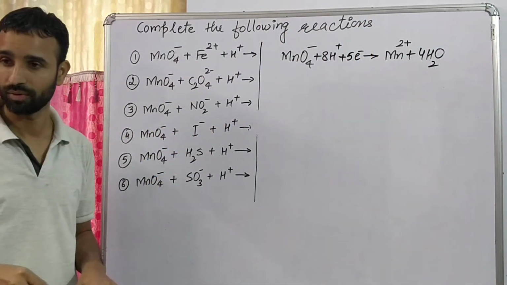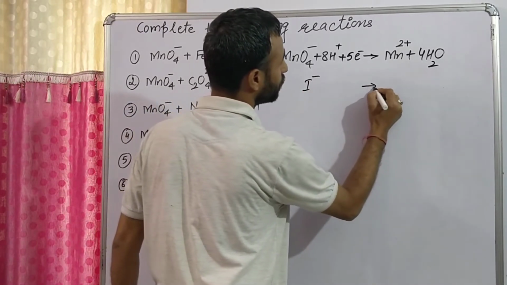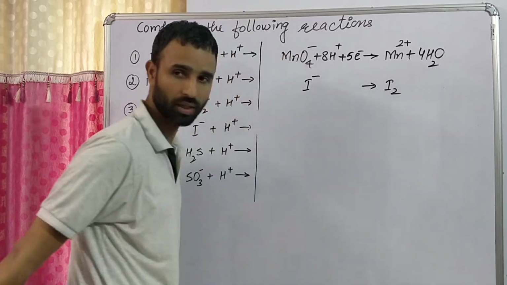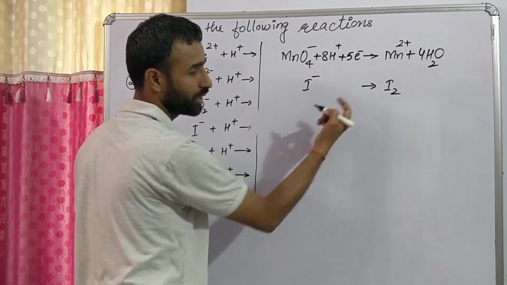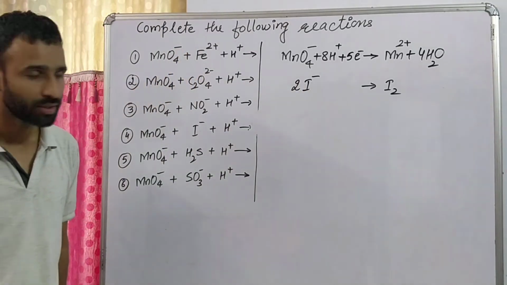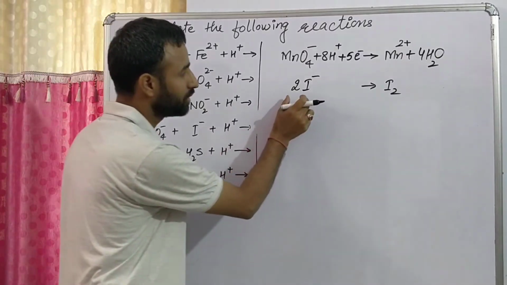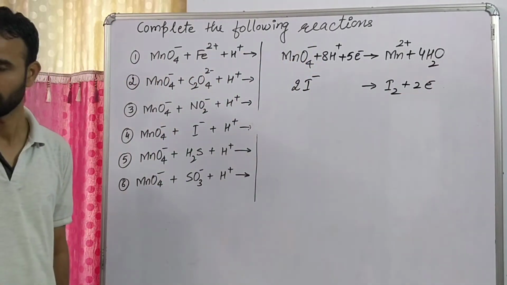I negative in acidic medium is oxidized to I2. And how many iodine are there? Two. So we should balance iodine. Then charge this side: two negative. We add 2 electrons.